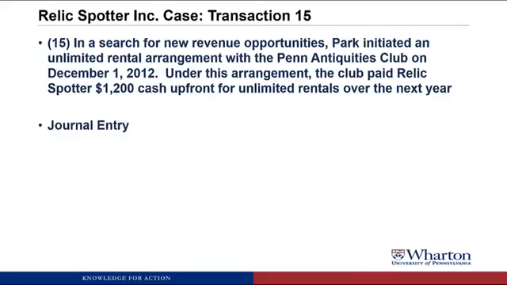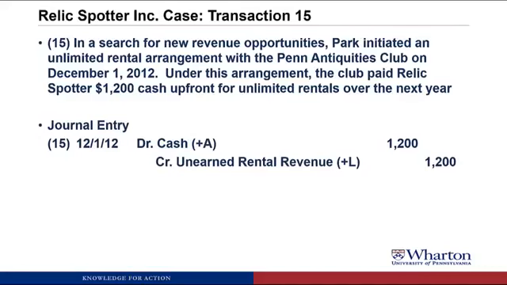For this transaction, Relic Spotter is receiving $1,200 of cash. Cash is an asset. We increase an asset with a debit, so we're going to debit cash for $1,200. Now we have to look for the credit. So we're getting the cash, and now we're obligated to provide rentals over the next year. That obligation is a liability, and it should be called something like unearned rental revenue. Liabilities are increased through credits, so we're going to credit unearned rental revenue for $1,200.